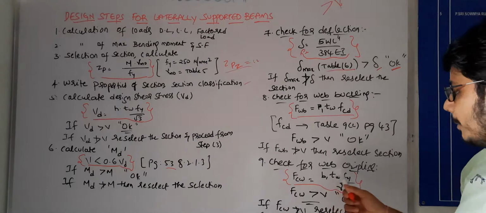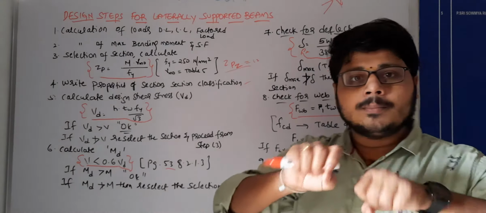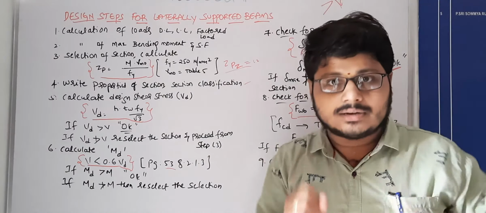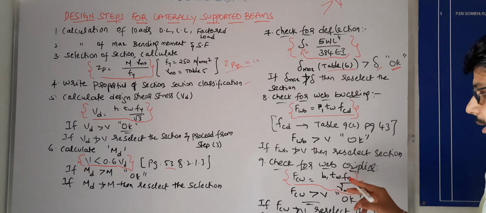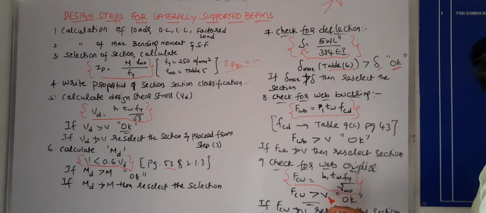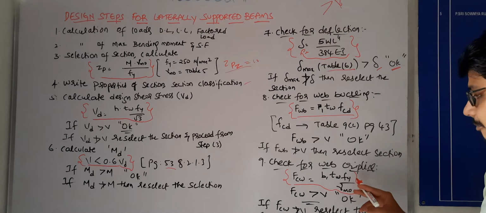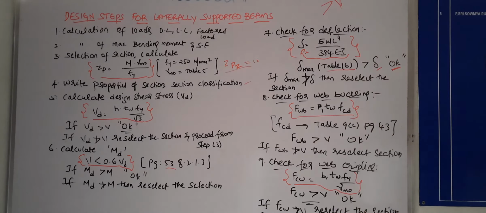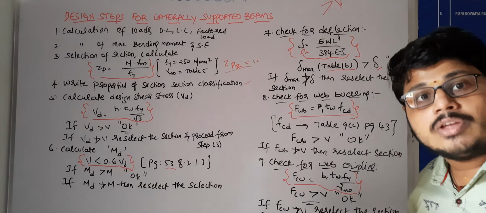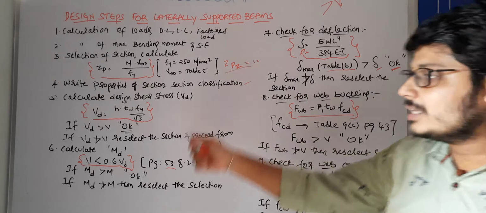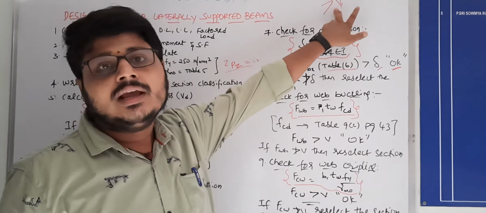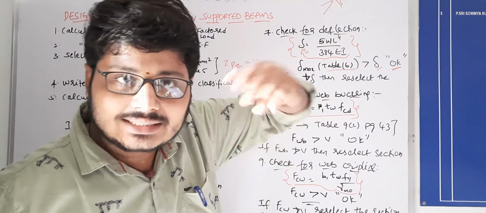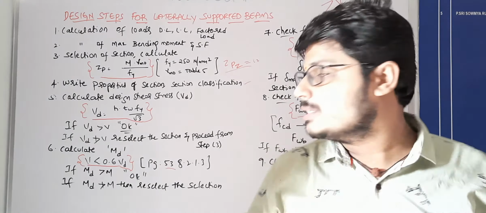Next, check for web crippling. Crippling means the member is distorted by the load. The formula is FCW equal to B1 TW Fy by gamma m naught, where B1 is the bearing strength, TW is the thickness of the web, Fy is 250, and gamma m naught is the partial safety factor. By calculating all, we get the value of FCW, which must be greater than V. All the design criteria should be greater than the shear force. If not, reselect the section and do the problem from step 4.